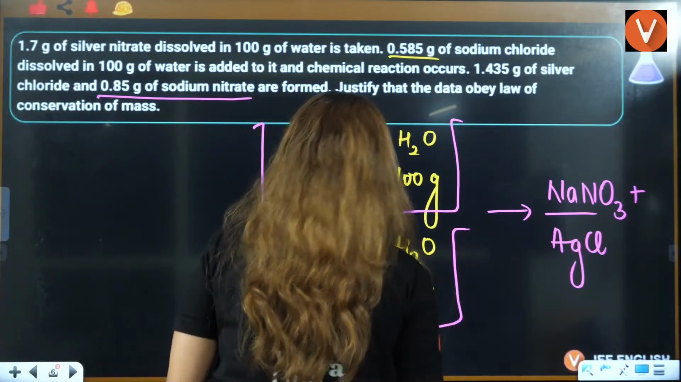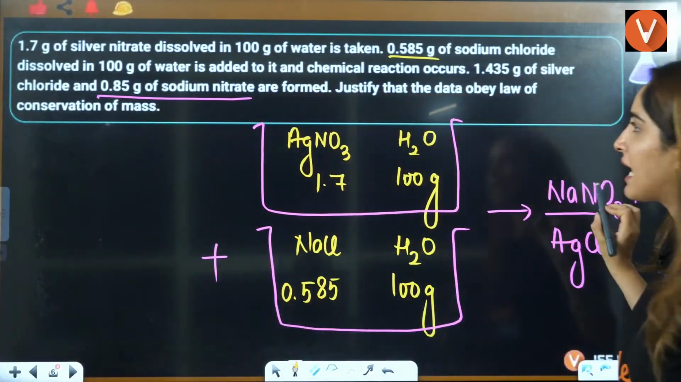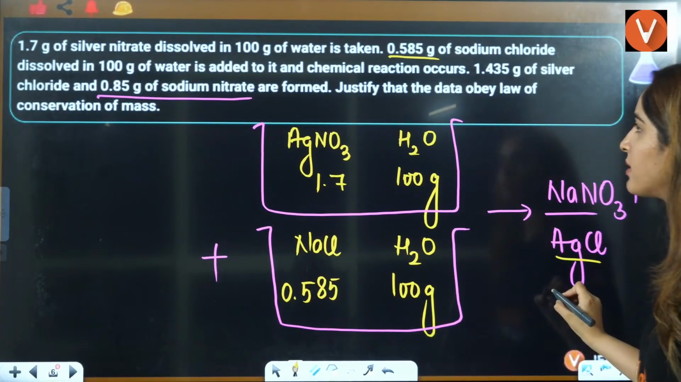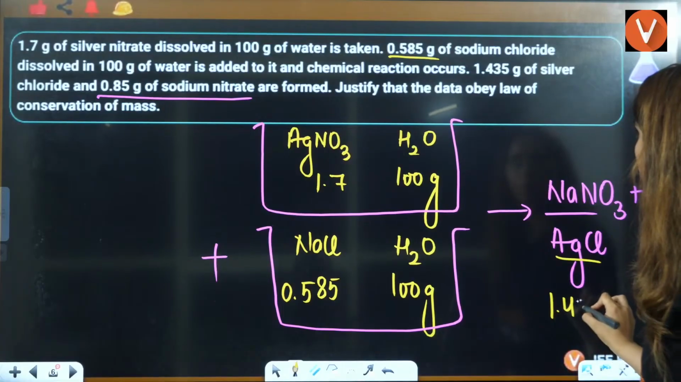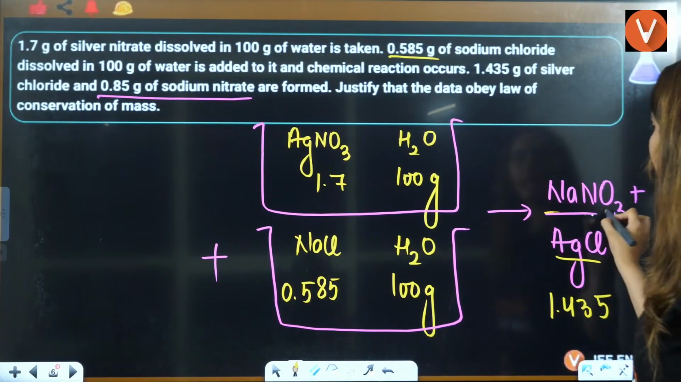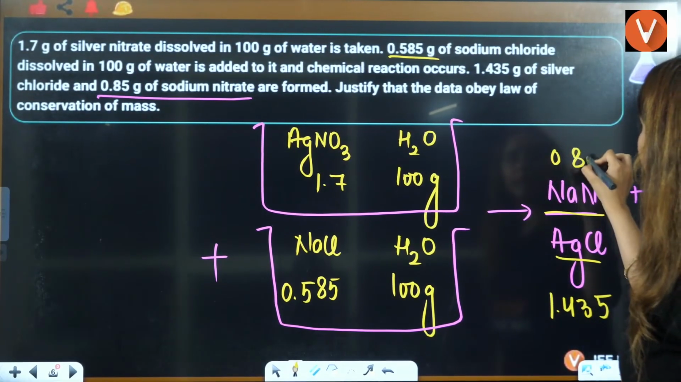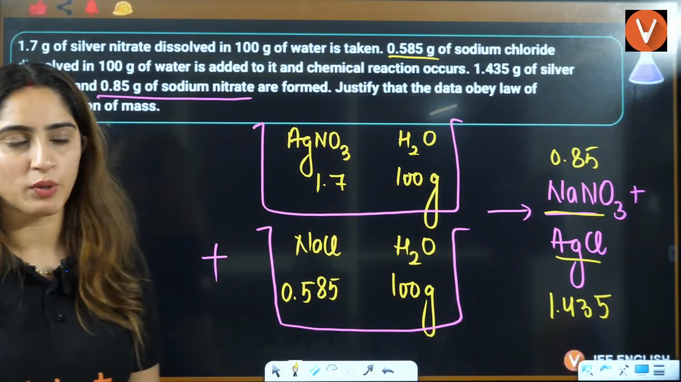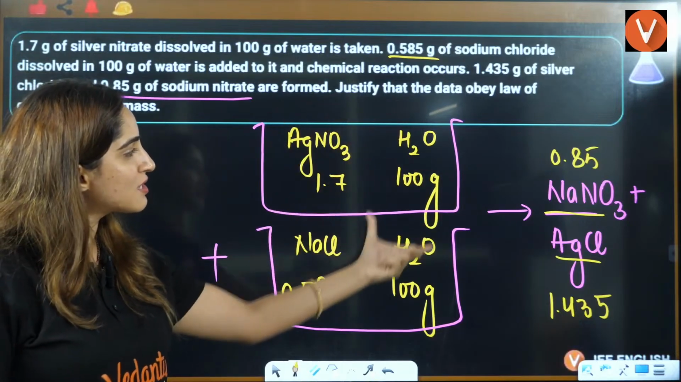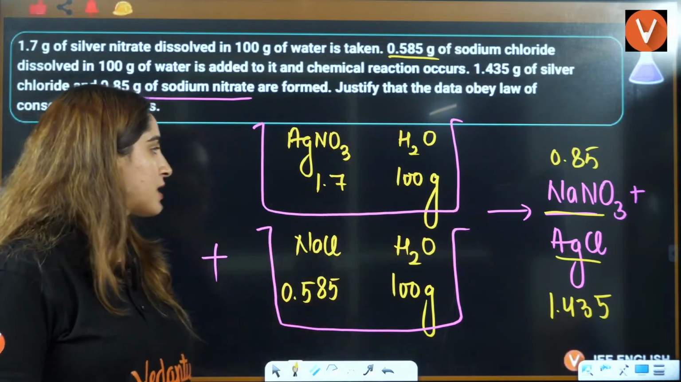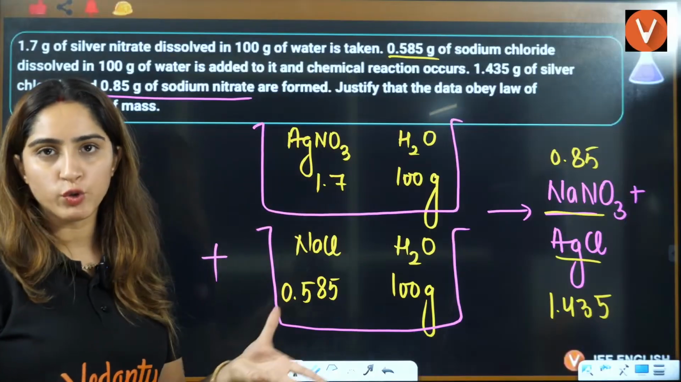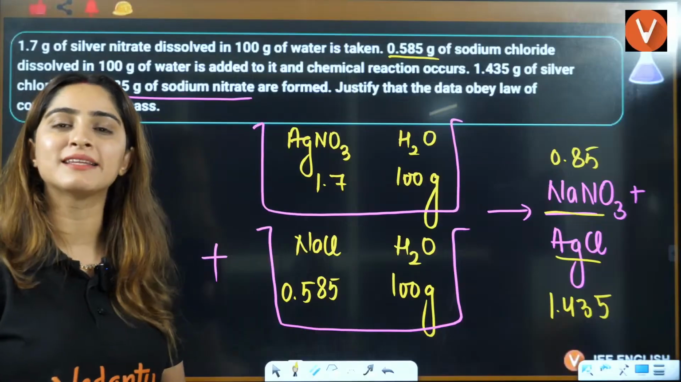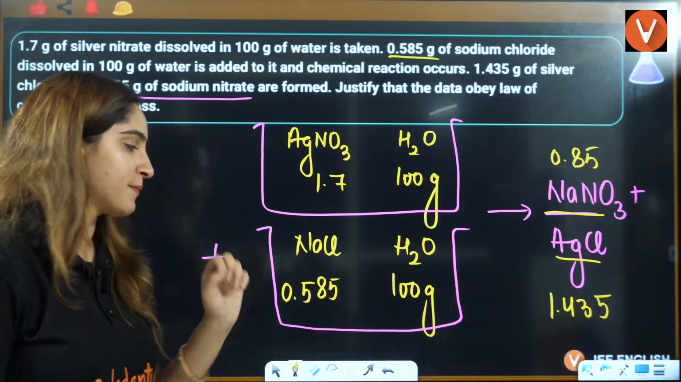So the silver chloride formed is given as 1.435 gram. This NaNO3 is given to be 0.85 gram. This is the whole data that is given to us. Now, can you see this is the reactant side, and that is the product side. All we have to do is add up the reactant side, which will become equal to the product side, and that is going to be your answer here.